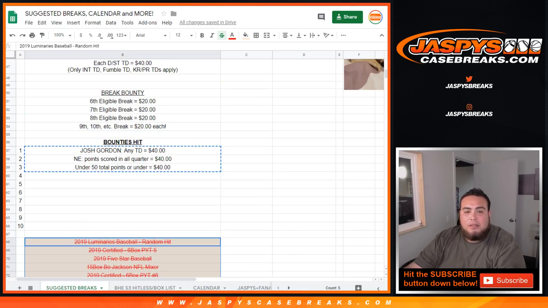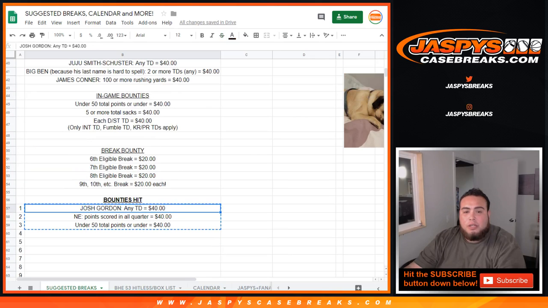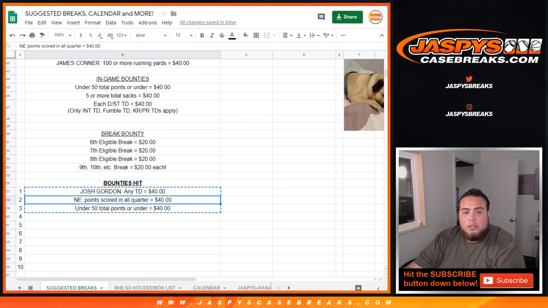And these are the three bounties that we hit. Josh Gordon scored a touchdown in this game. That was $40 in break credit to one customer. New England scored points in all quarters. Scored points, either a field goal or a touchdown, in the first quarter. Same in the second, third, and fourth. And the total score was under 50 total points. So $40 in break credit to be given away there.